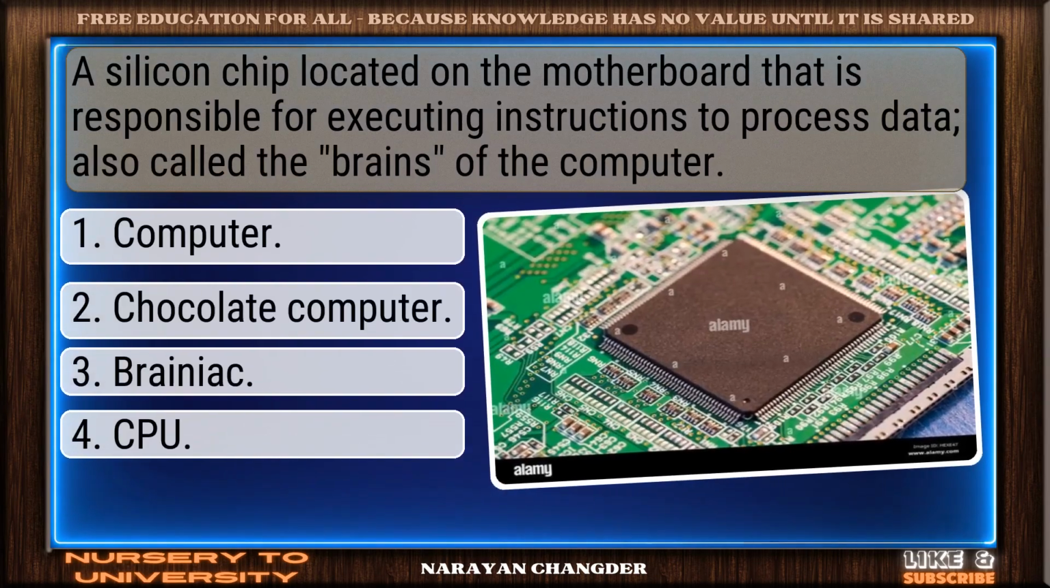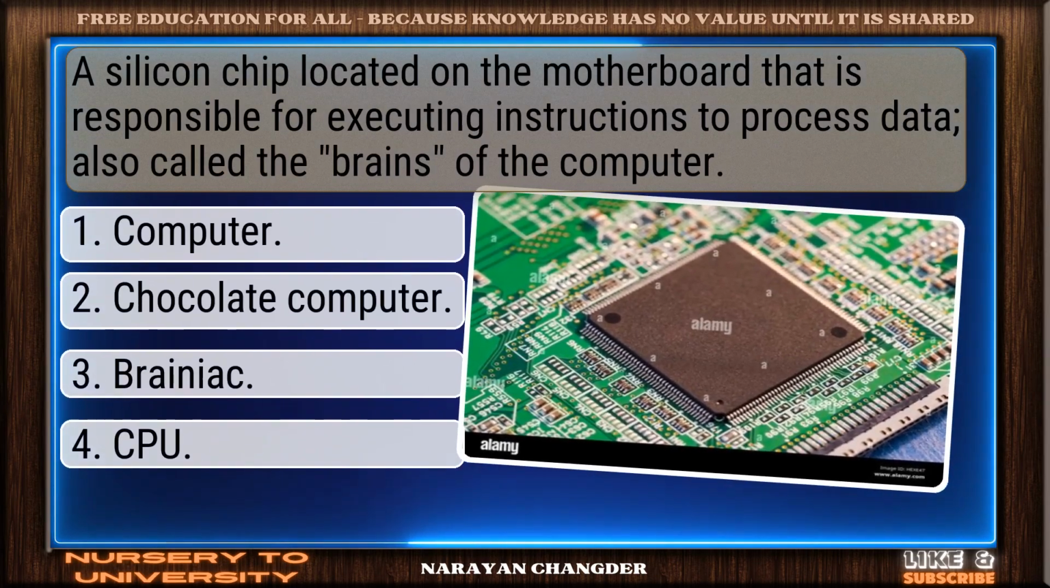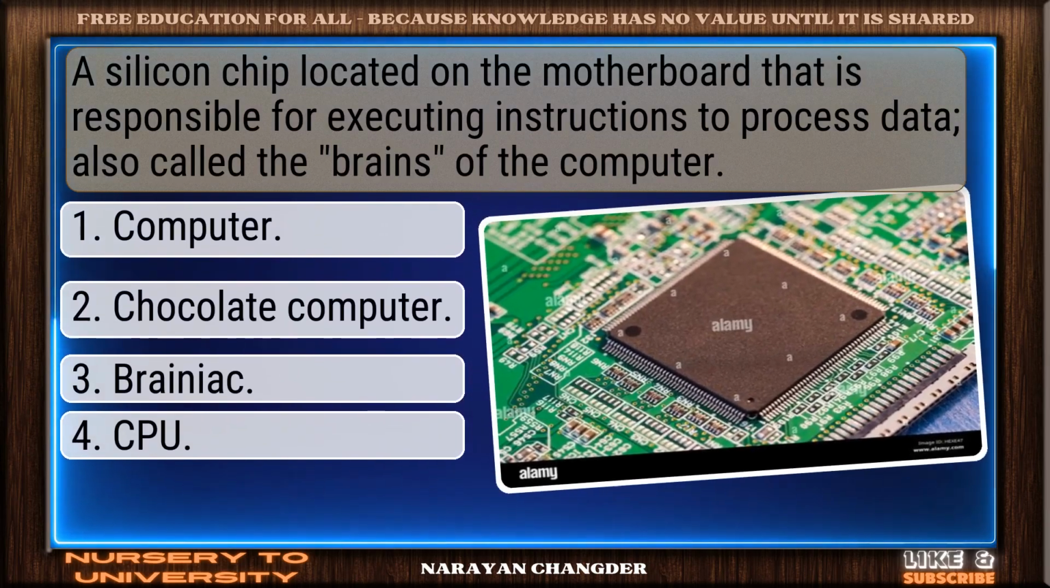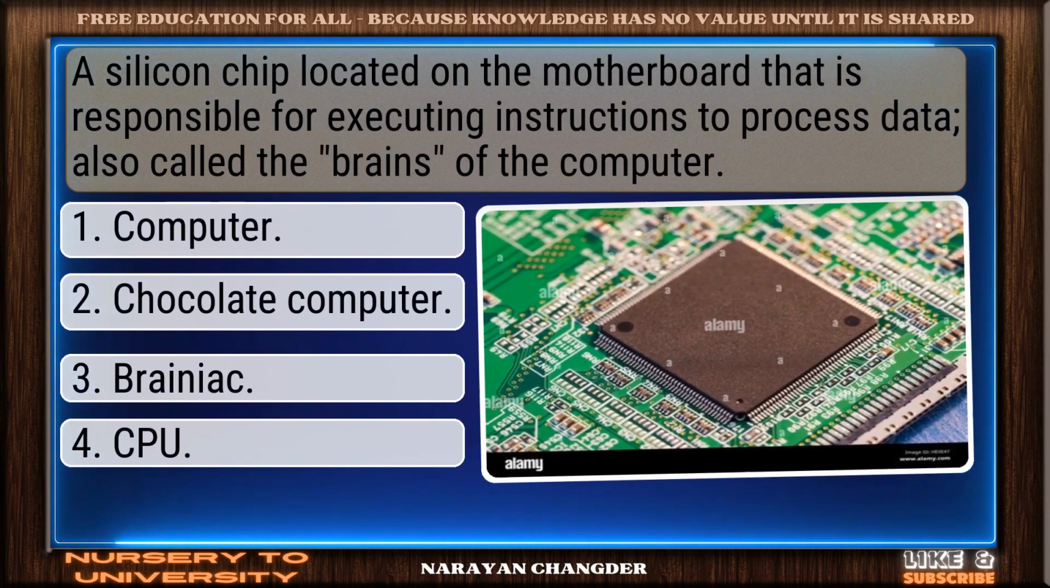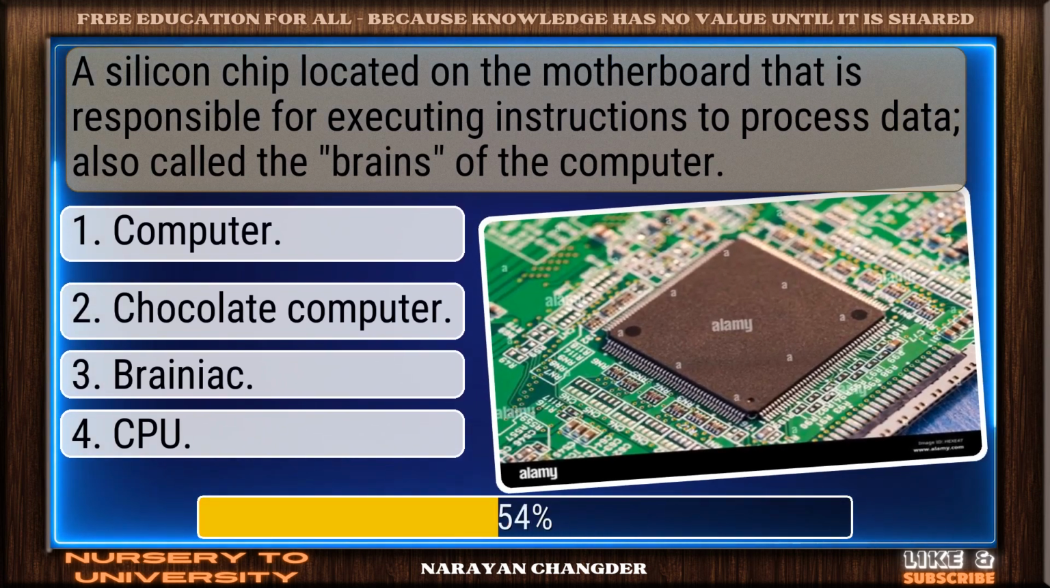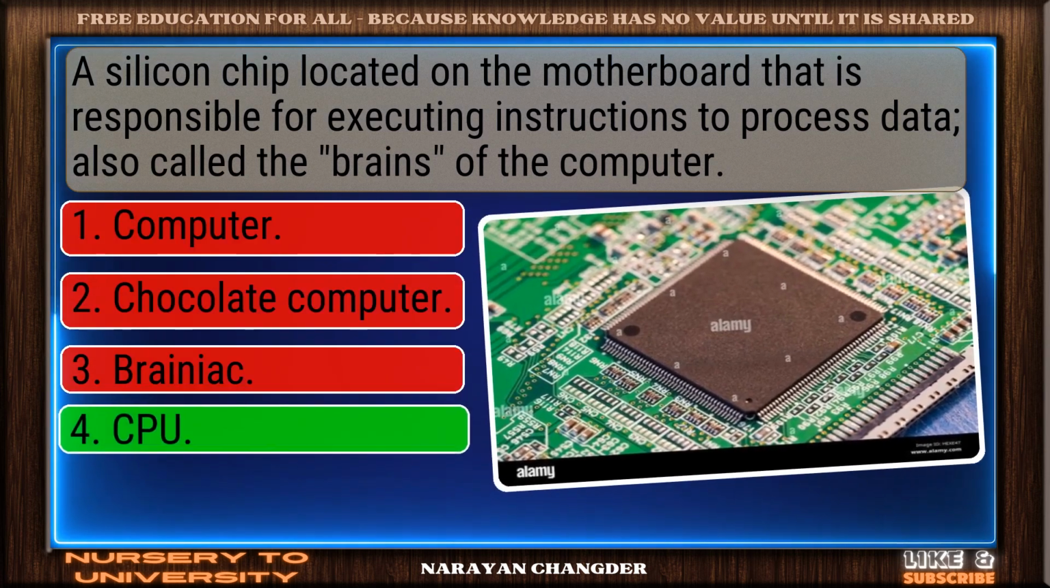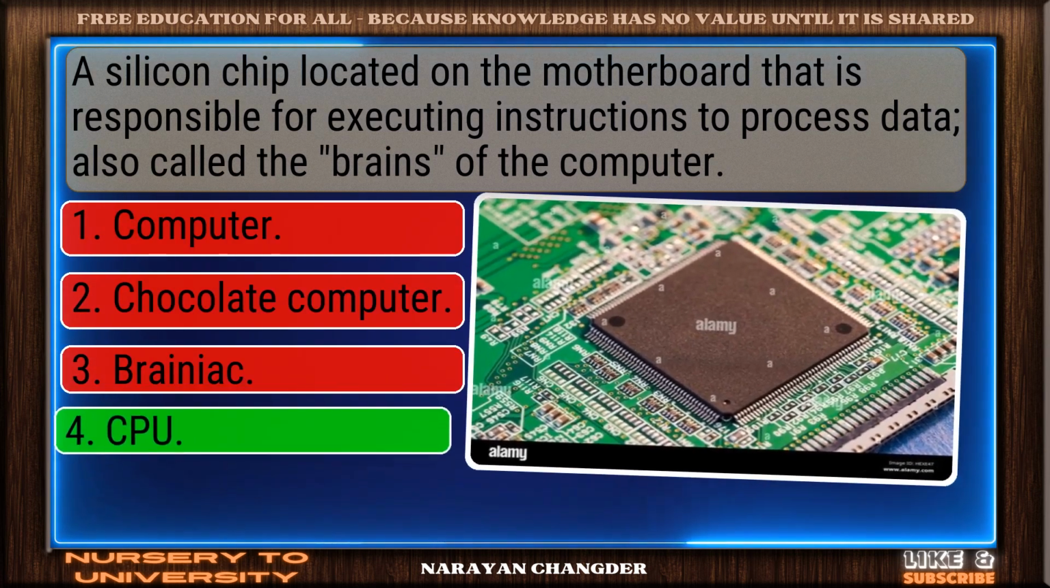Question number 7. A silicon chip located on the motherboard that is responsible for executing instructions to process data, also called the brains of the computer. Great thinking. CPU is the right choice.